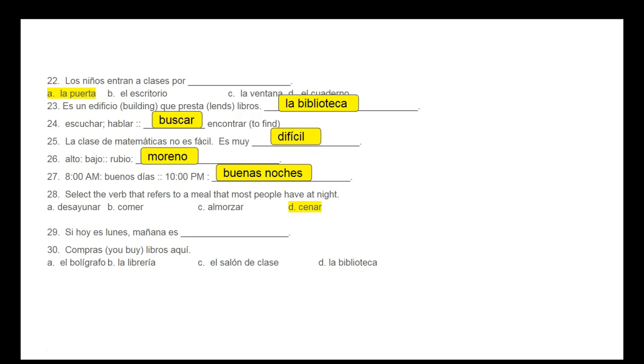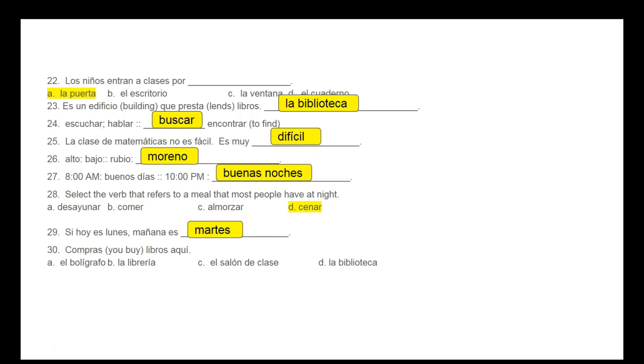So A, desayunar is breakfast. B is to eat, comer. C, almorzar is to eat lunch. D, cenar is to eat dinner. Número 29, si hoy es lunes, if today is Monday, mañana es martes.